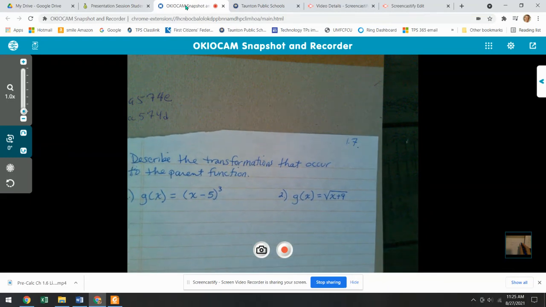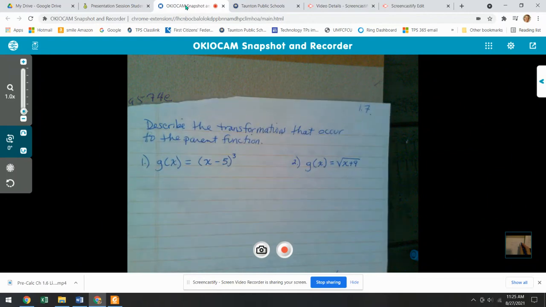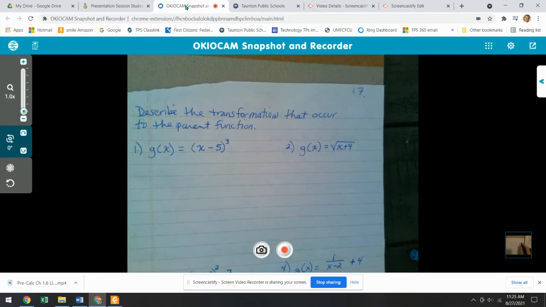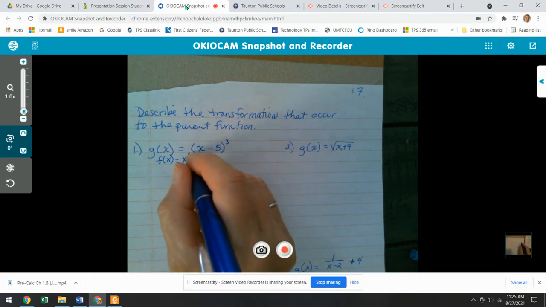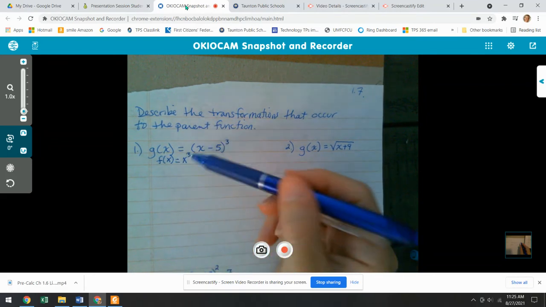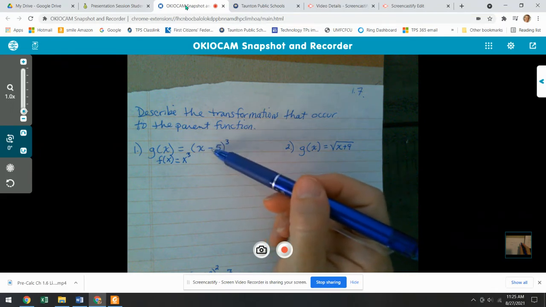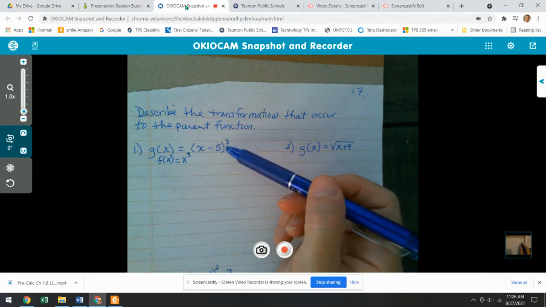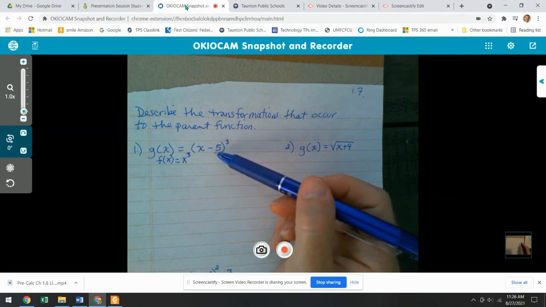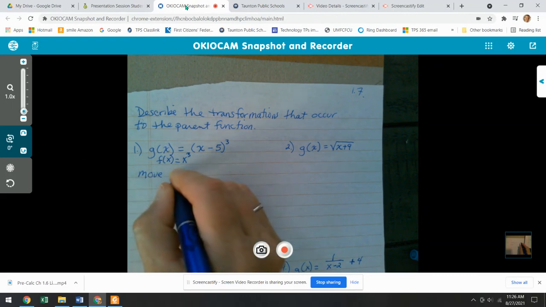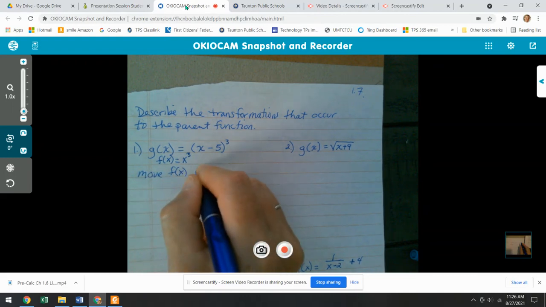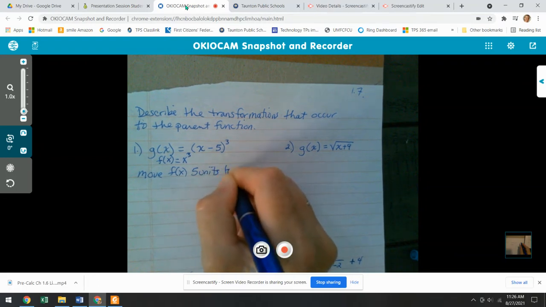I'll find my pen. Okay, so describe the transformations that occur to the parent function. First of all, what is the parent function? I'm going to call the parent function f of x. So the parent function here is our cubic, right? So our parent function would be x cubed. To describe it, what we can see is inside our parentheses before it gets cubed, so this happens directly to our independent variable, it's subtracting 5 from it. So if we have a subtraction of 5, it's not going to move it left, but it's going to move it right. So it's going to move f of x 5 units to the right.